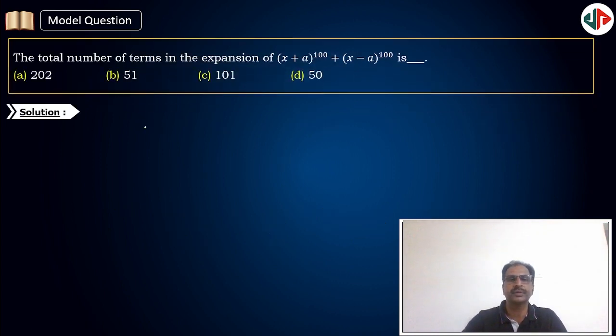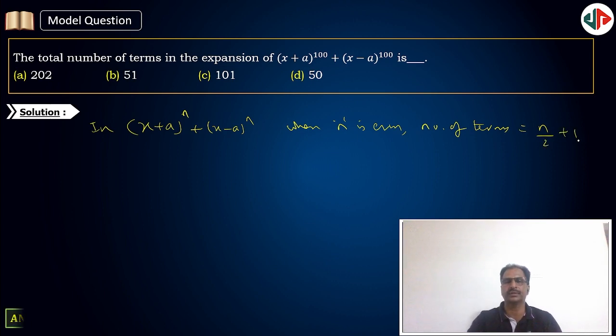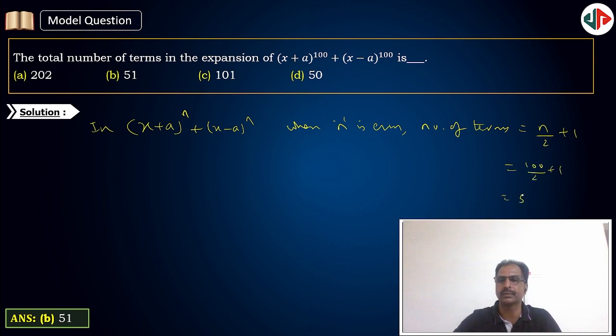Next, the total number of terms in the expansion of (x plus a) whole power 100 plus (x minus a) whole power 100. For this, there is a formula. In (x plus a) whole power n plus (x minus a) whole power n, when n is even, the number of terms is equal to n by 2 plus 1. Here, what is n? 100. So 100 by 2 plus 1, which is 51.